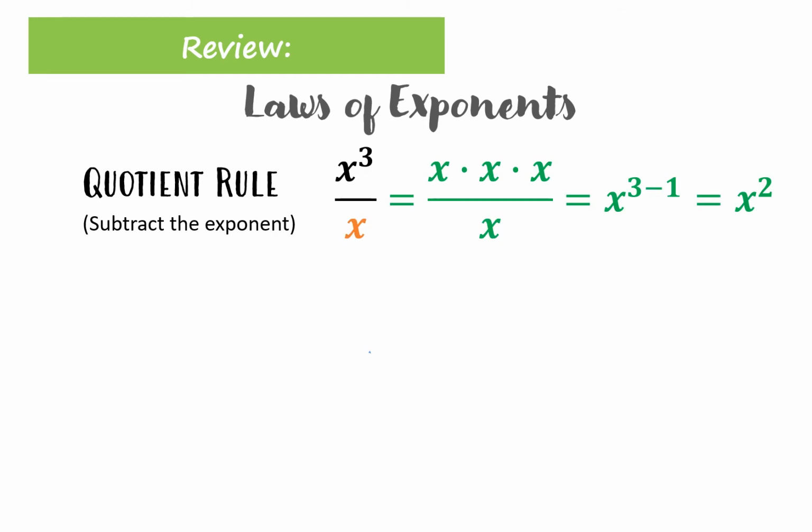Example, x cubed over x. So, the exponent of the numerator is 3 and the denominator, hindi man siya nakasulat because we don't usually write the exponent 1 in algebra. So, just subtracting the exponent, which is 3 minus 1. So, we will have the answer, x squared. That's it. Ganun kasimple.